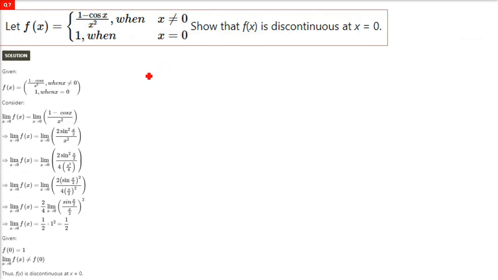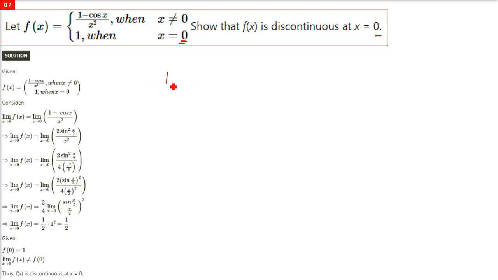So same way here, let f(x) equals 1 minus cos x by x square when x is not equal to 0, and it is 1 when x is equal to 0. You can check the left hand limit and right hand limit, but you don't need to here, because you can directly use the limit to see whether it comes to 1 or not, since the value of the function at x equal to 0 is 1. So let us see whether we get the limit or not. If it is mismatching, then you don't have to worry about finding the left hand limit and right hand limit.